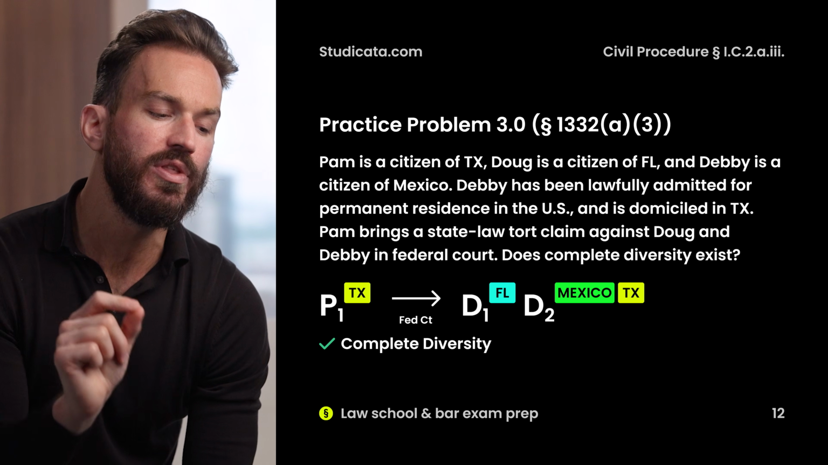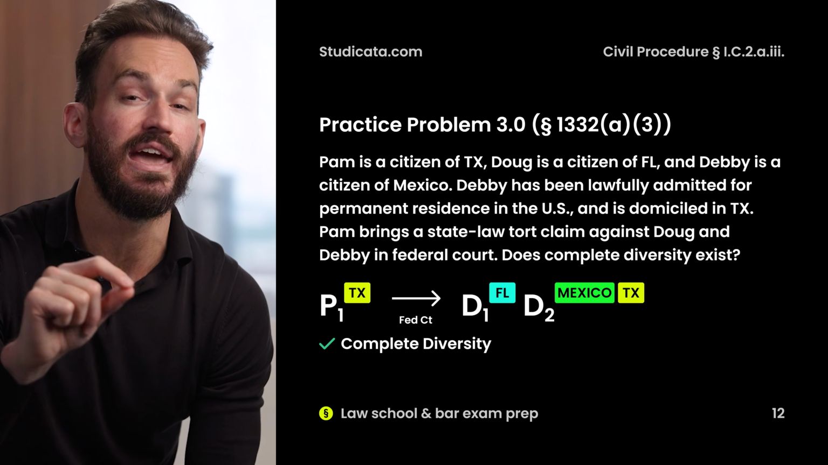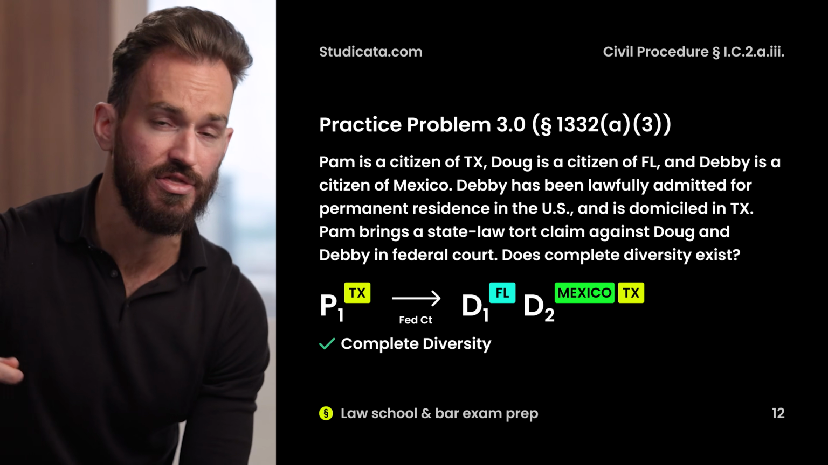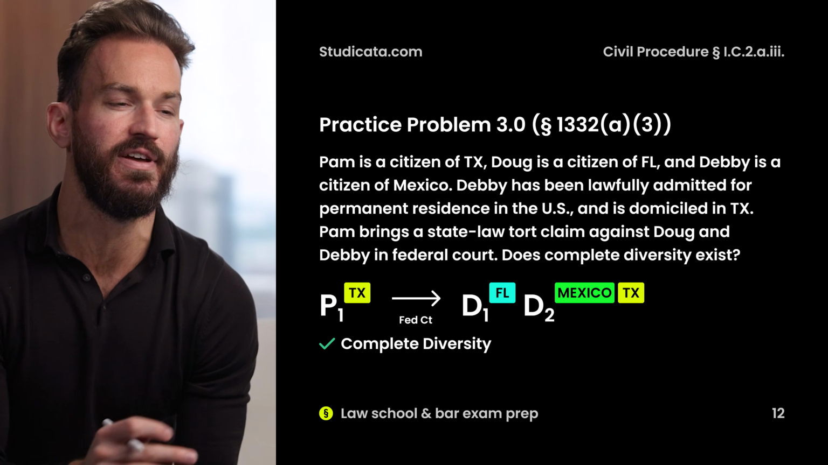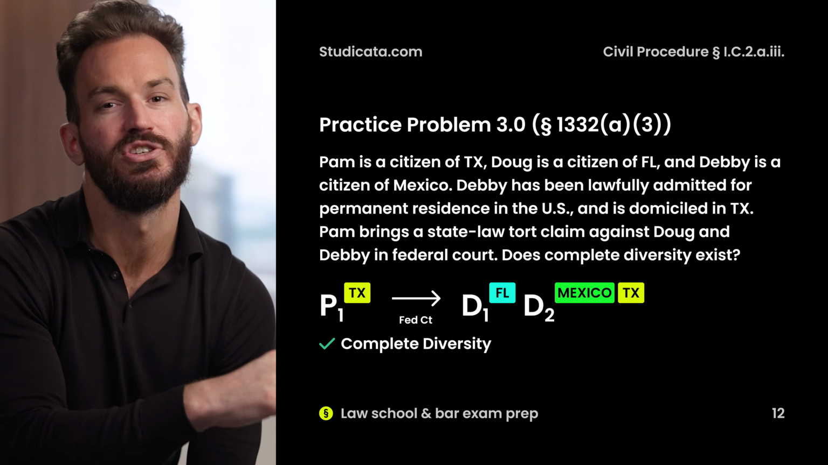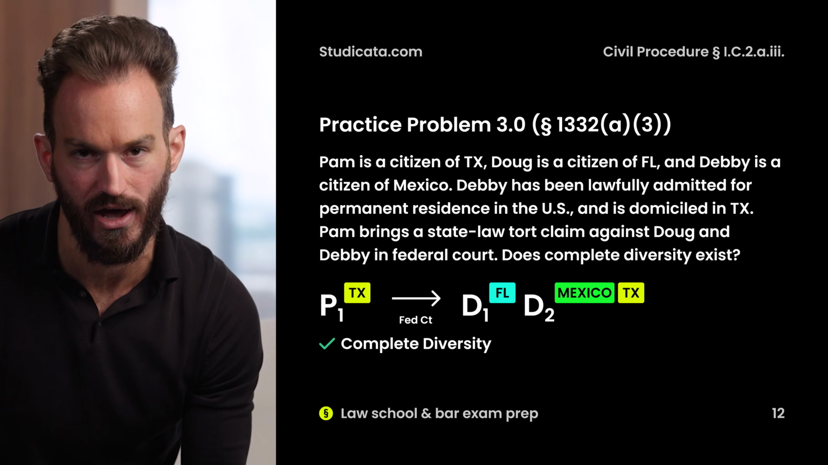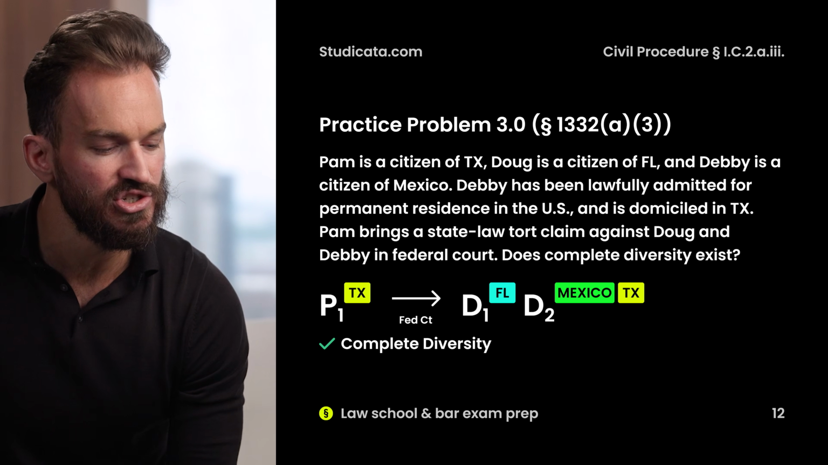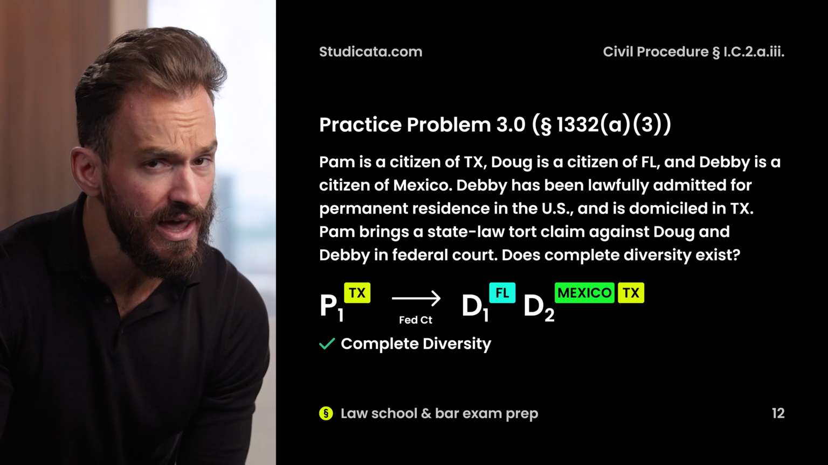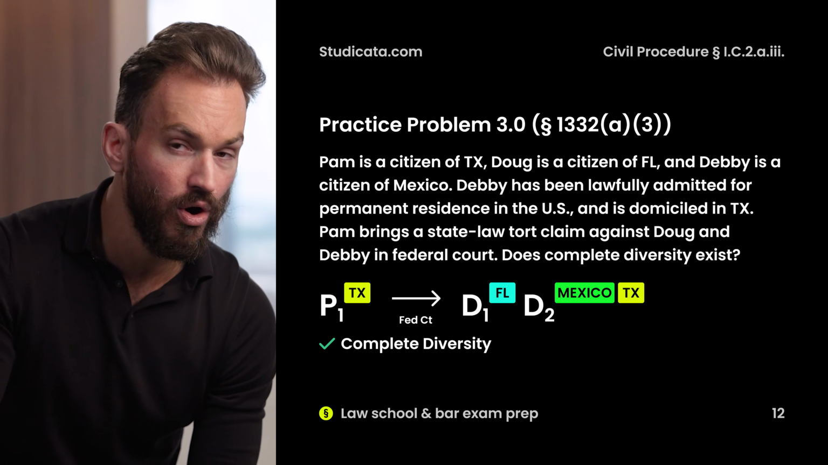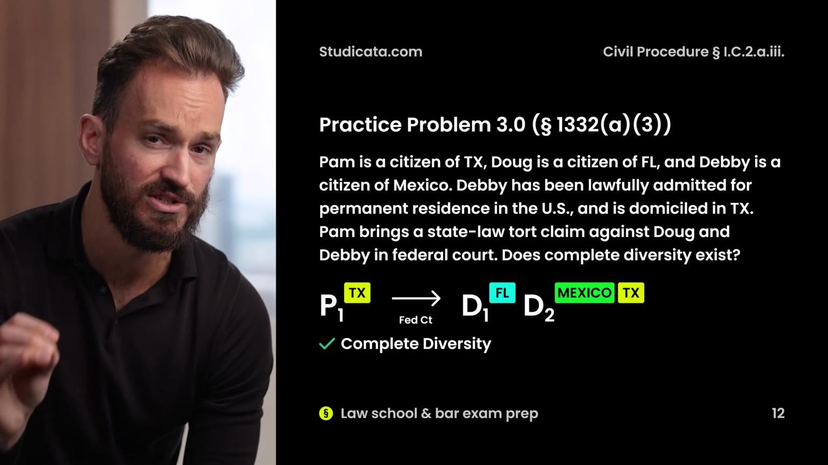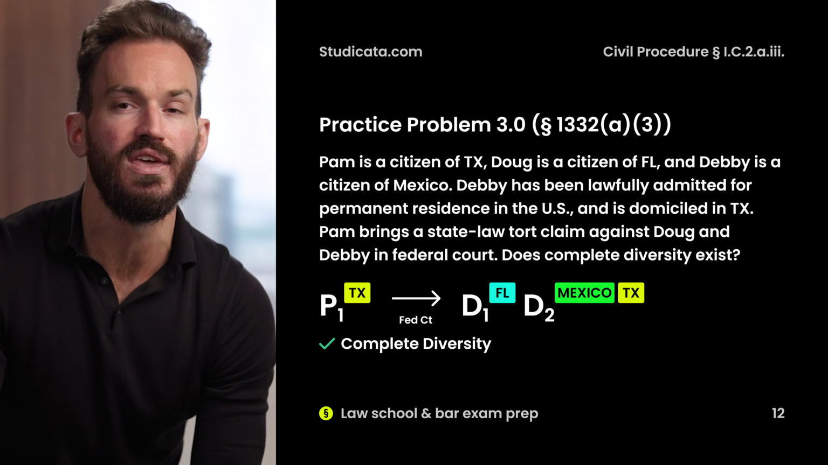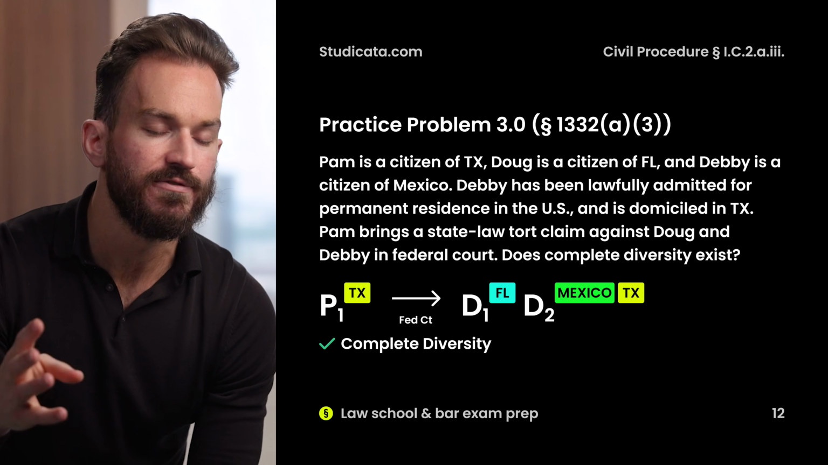That exception only applies to 1332(a)(2), where the foreign party is not an additional party. They're not a third wheel. They're like the main party. We have a plaintiff from the United States suing a defendant from Mexico. Right, that's where 1332(a)(2) is triggered. But when we get in this situation where the foreign party is a third wheel, that's where we ignore the exception from 1332(a)(2). We basically, for purposes of this analysis, just remove the foreign party from the analysis.